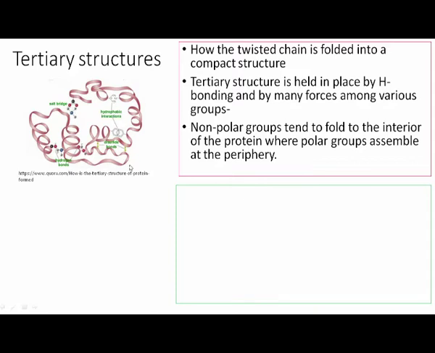So, these are the different kinds of forces which are called the non-covalent forces, a subject matter of discussion in my next class, and I will be talking to you in greater detail about these kinds of forces which hold the different polypeptide chains in place.